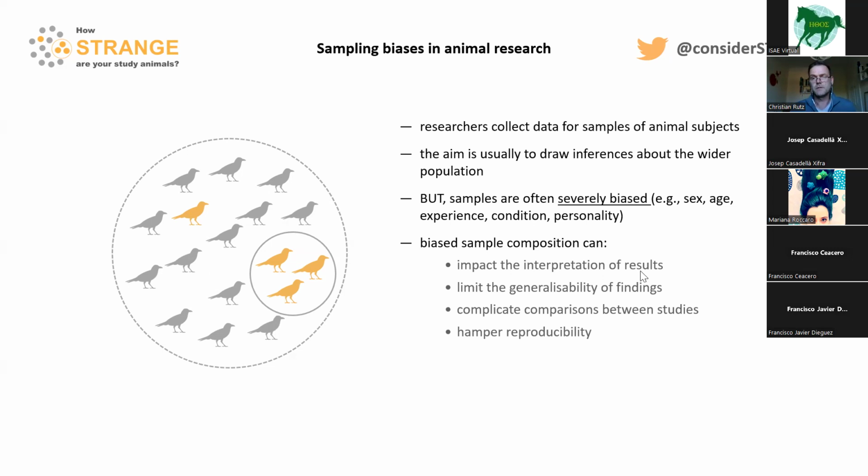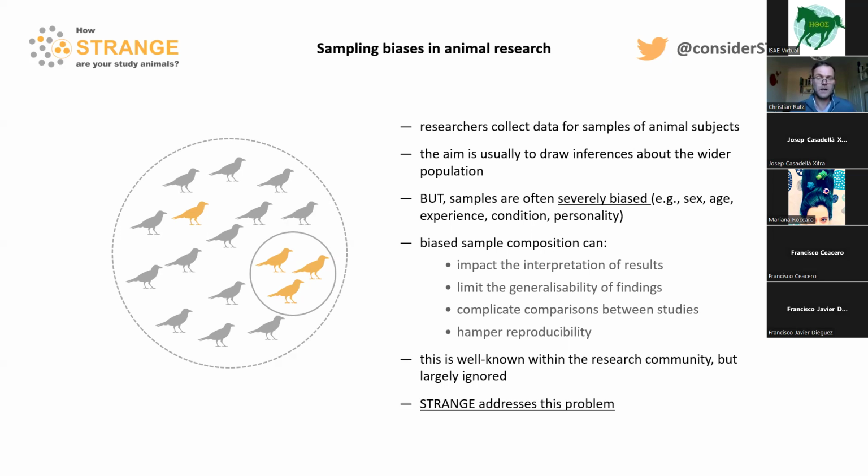This biased sample composition can impact the interpretation of results, limit the generalizability of my findings, complicate comparisons between studies, and ultimately hamper reproducibility. When Mike and I started talking to colleagues about this, it turns out that this is very well known within the research community, but it's largely ignored. Strange tries to address this problem head on.